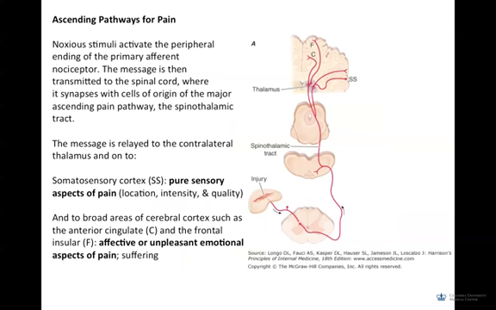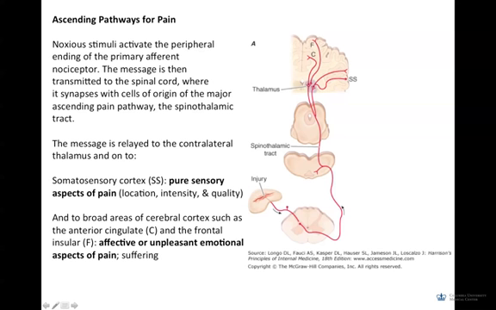Now, pain that's felt at the surface of the skin, as we mentioned before, is sensed by these peripheral nociceptors. And it's conveyed into the spinal cord, right? And I showed it as terminating at that dorsal horn. Now, there is an ascending pathway that carries that pain signal up through the spinal cord, through the brainstem, and then ultimately to the brain.